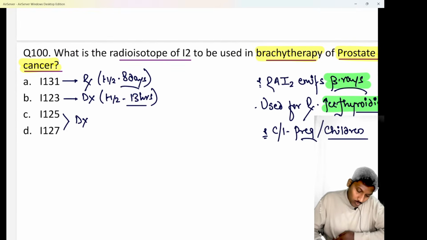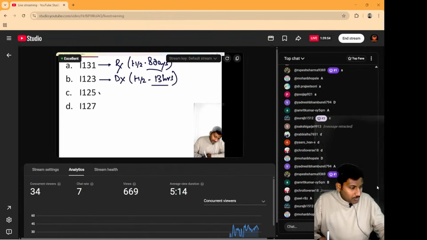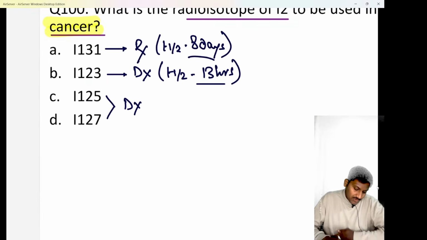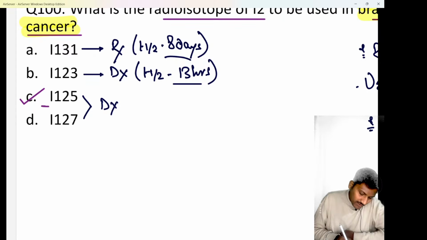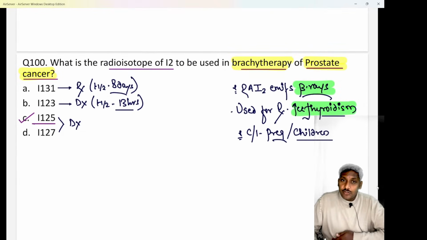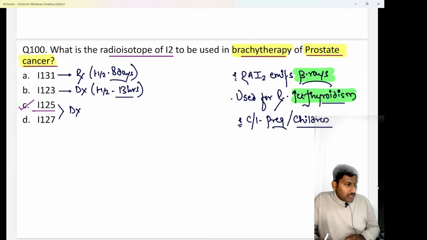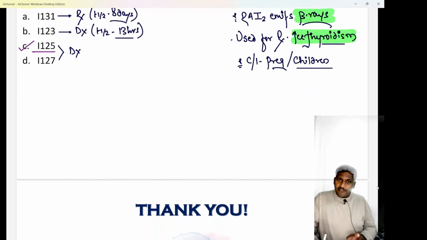But if they ask you which one is used for brachytherapy in prostate cancer, I hope all of you know about this PYQ and the FMG. The answer is option C, that is iodine 125. Yes, radioactive iodine 125 is commonly used for the diagnosis of thyroid related problems, but it can also be used for treatment of prostate cancer, or brachytherapy of prostate cancer. That is an exception to be remembered. Remember this, okay? So these are the points that you need to remember about radioactive iodine, and have to be kept in mind.